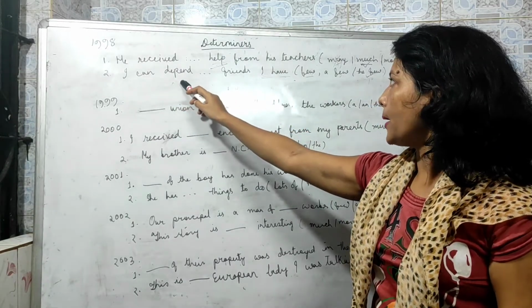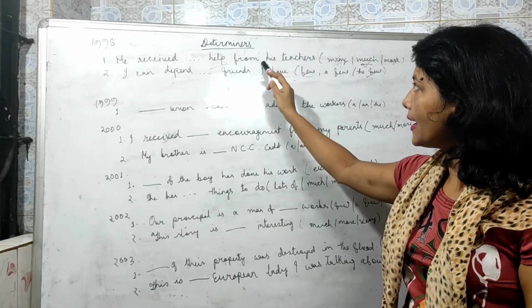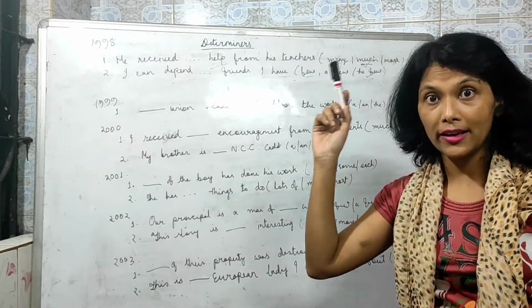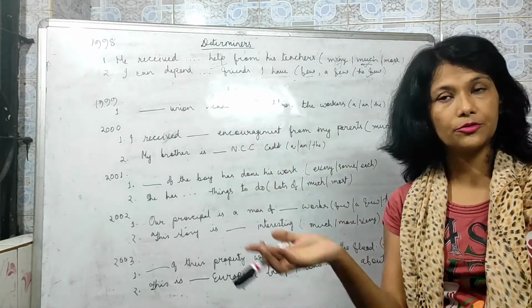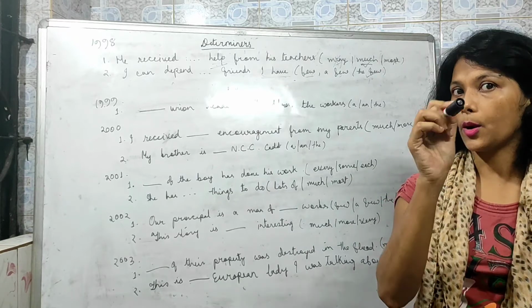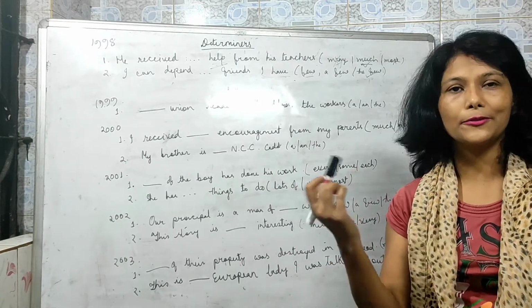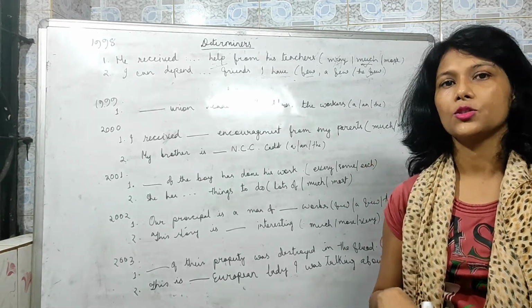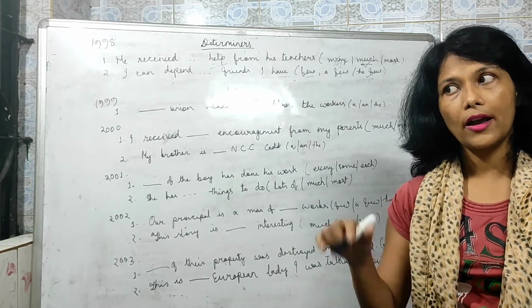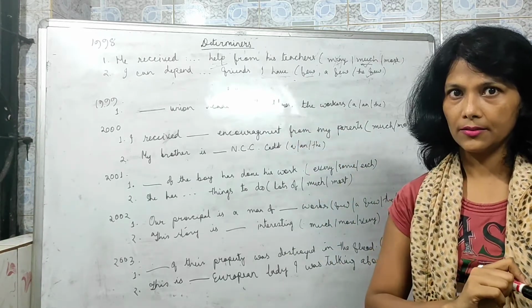I can depend on the few friends I have. So I already have some friends and I am talking about them. I am not talking about some other friends, not your friends, not his friend, her friend. I am talking about my friends. Few friends I have. So the few friends. I am talking about the particular friends, the few friends.